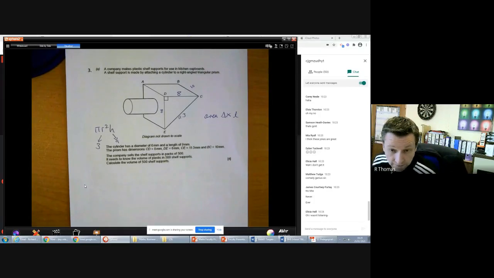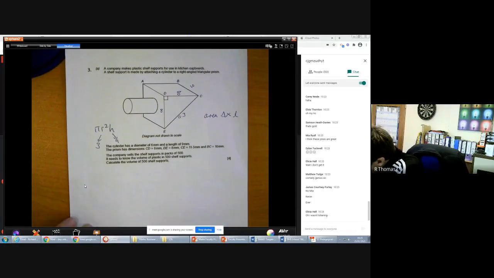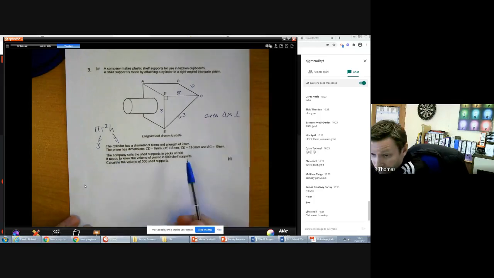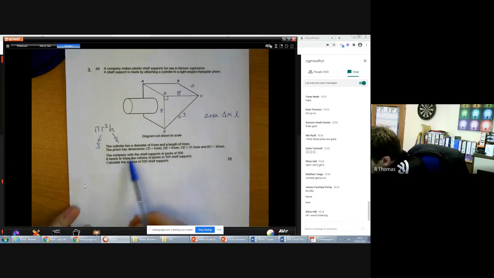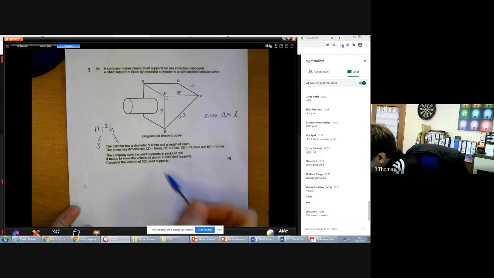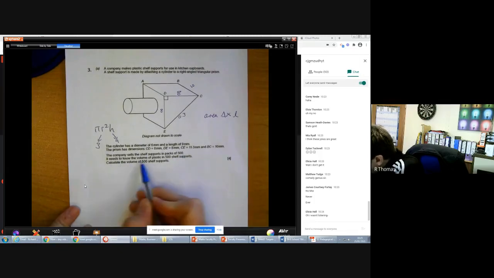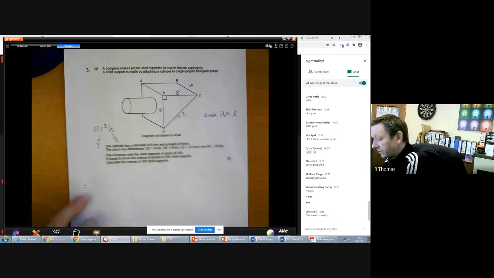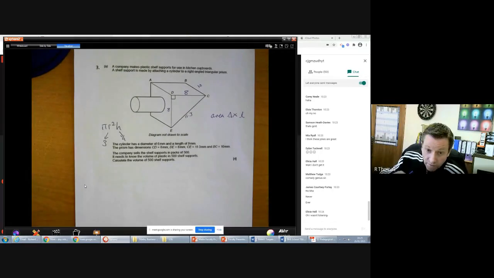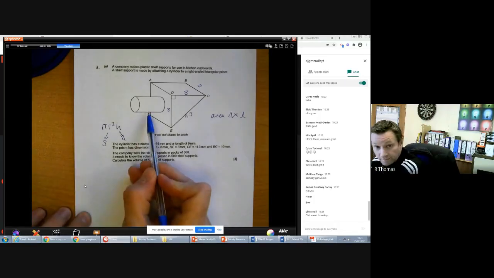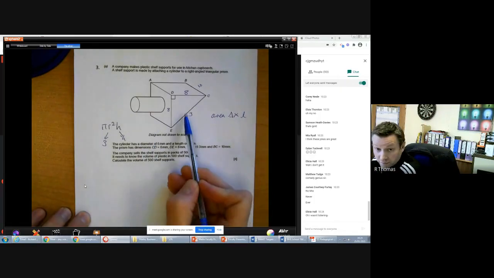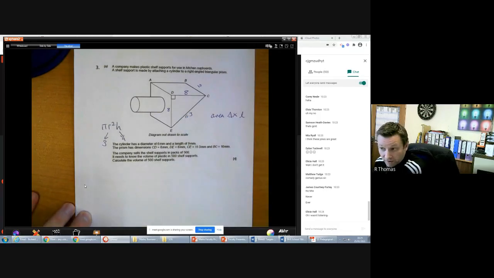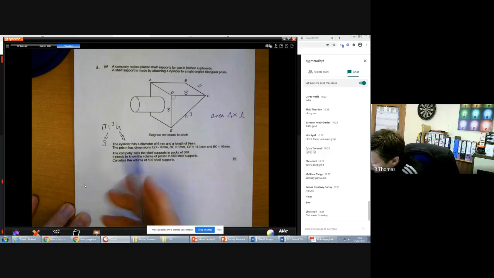Right. The company sells the shelf supports in packs of 500. It needs to know the volume of plastic in 500 shelf supports. Calculate the volume of 500 shelf supports. Right. So I'm going to calculate the volume of one of them and then times it by 500. So I have to calculate the volume of the cylinder, the volume of the triangular prism, add those together, and then multiply it by 500. But come on, you can do this. So the volume of the cylinder is pi r squared h.